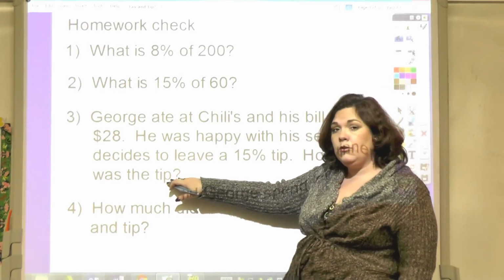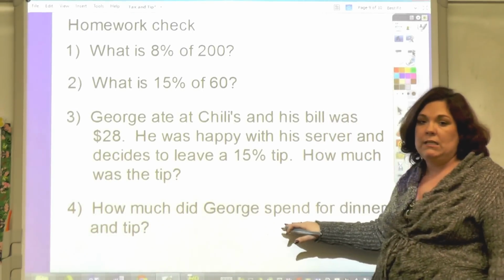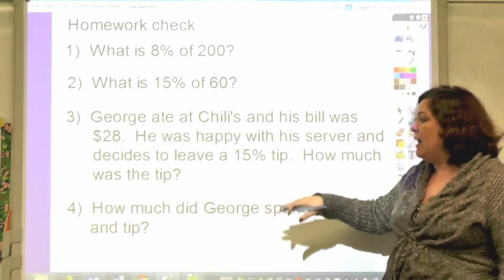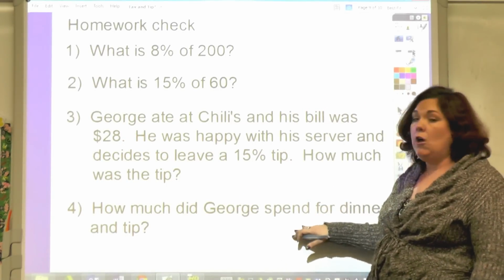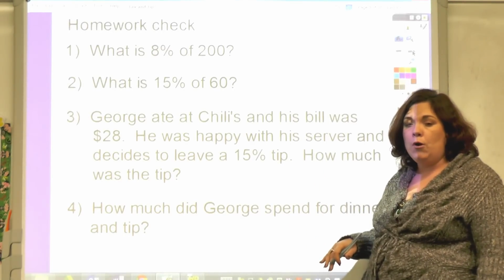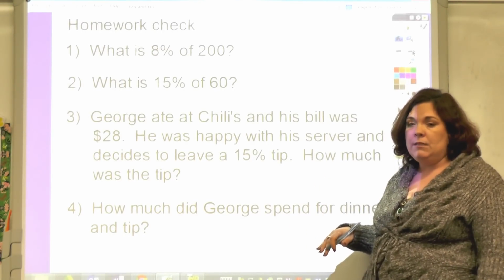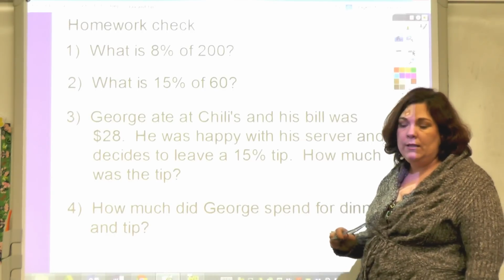That's the answer to question number 3. Question number 4 is how much did he spend in all? So you would add the $28 plus the tip amount to get the total amount. And put this in your homework form, and you can come to class tomorrow and find out how you did and practice with tax and tip.